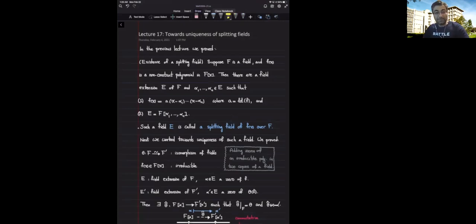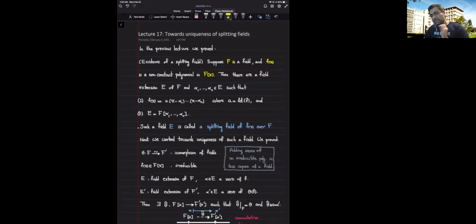In the previous lecture, we showed the existence of a splitting field. Let me quickly recall what it is. Starting with a field F and a non-constant polynomial f with coefficients in F, we can always find some extension of the field F that contains all the zeros of the polynomial f. Or alternatively, I can say that we can find some field extension of the field capital F where we can write down the polynomial f as a product of degree 1 factors.